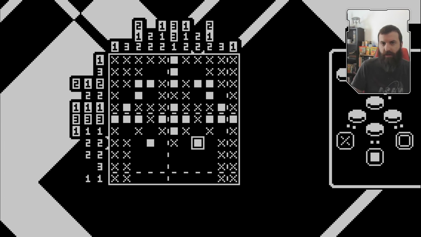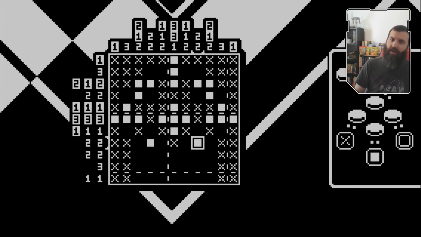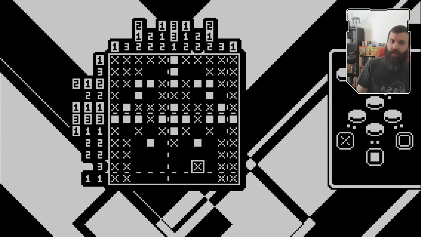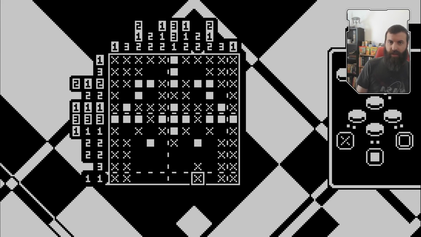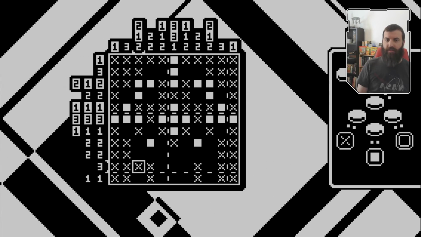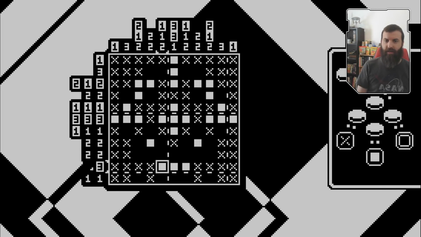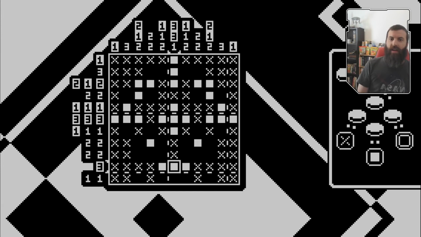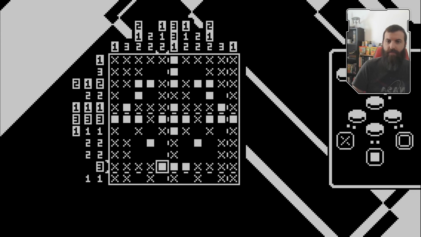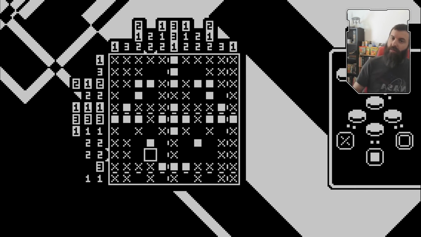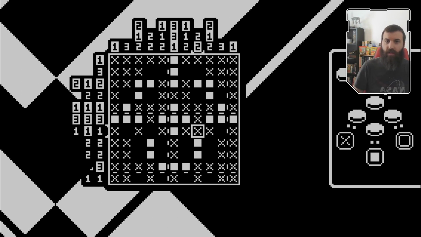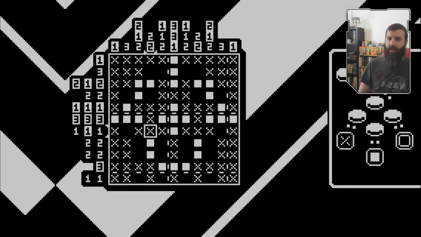Now we know that the 2 has to be here and here on the horizontals. That means that it can't reach down to here. Same story here, which means that the 3 can't fit here or here. It has to be here. That gives us our vertical 1 right there. Our 2 horizontally has to be here and here, which gives us our 2 vertically right there and right there.